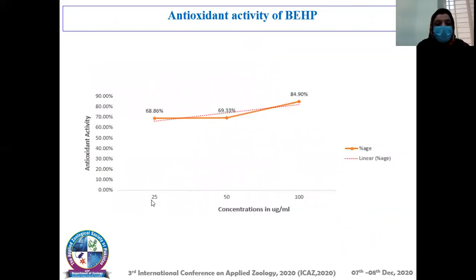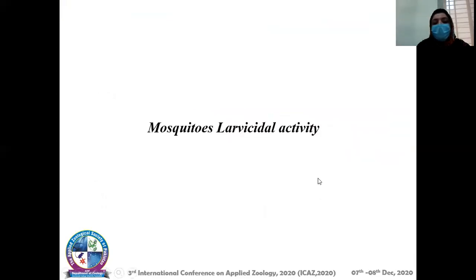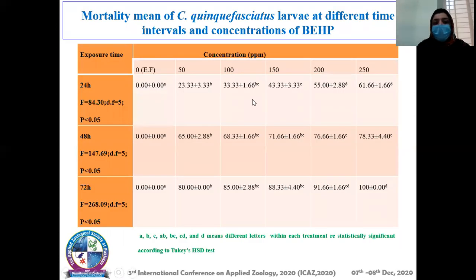This is the antioxidant activity that was performed at different concentrations in microgram per ml, that is 25, 50, and 100 microgram per ml. We got maximum antioxidant activity at the 100 microgram per ml concentration. Next, we also performed mosquito larvicidal activity. That is the mean mortality of Culex quinquefasciatus larvae at different time intervals and concentrations of BEHP. It is concentration dependent: 0 ppm, 50, 100, 150, 200, and 250 ppm, with different exposure times of 24, 48, and 72 hours. We got 100% mortality of Culex quinquefasciatus larvae at the maximum concentration, 250 ppm, after 72 hours.